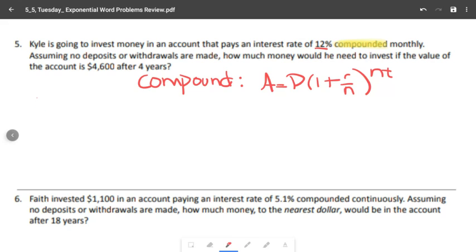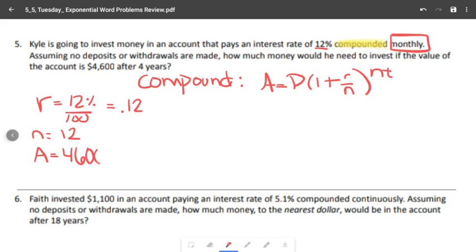It says 12%, so that is our R. And again, divide by 100, so 0.12. And here, again, go to the table from Monday I gave you. Monthly means that N is 12. Now, we're looking for how much we would need to invest. So that means we're going to be solving for P, the initial amount. We have $4,600 after 4 years. So A is 4,600 and T is 4.